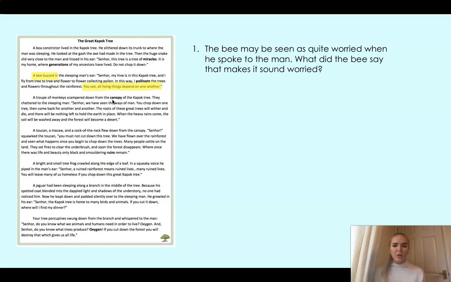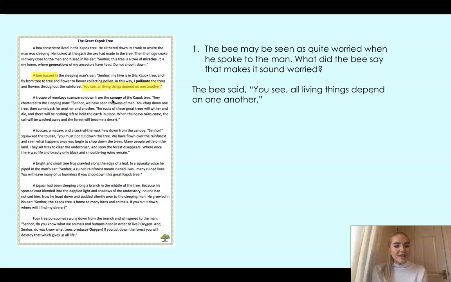And the whole point of this is that actually the bee flies from tree to tree collecting the pollen, and he pollinates the trees and flowers. Without the trees, we can't pollinate the trees and the flowers if there aren't any trees, and all of these living things depend on each other. So he might be quite worried that the man is going to chop the tree down because the living things will not be able to depend on each other anymore.